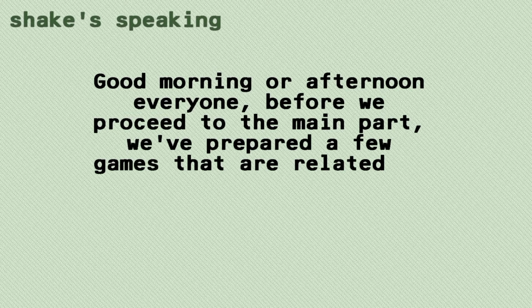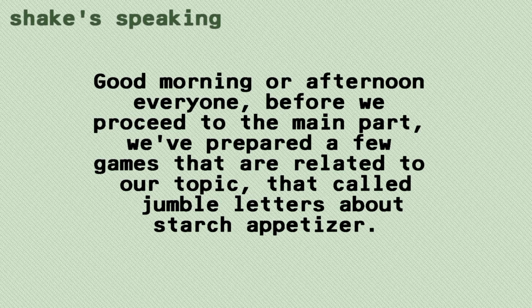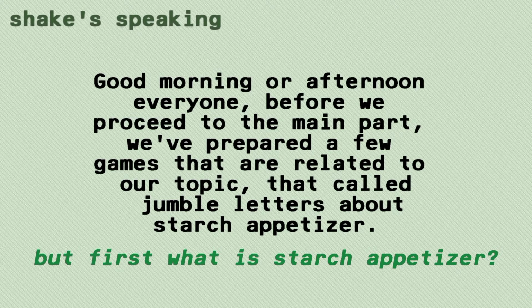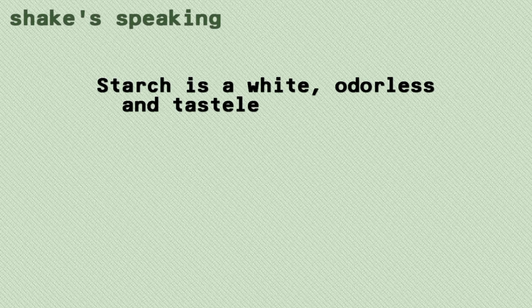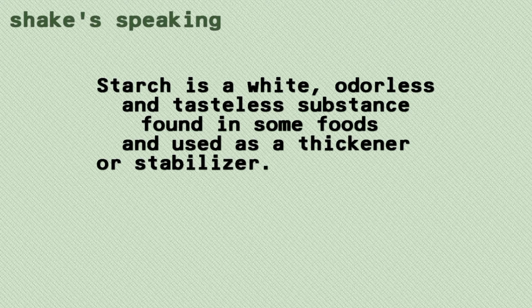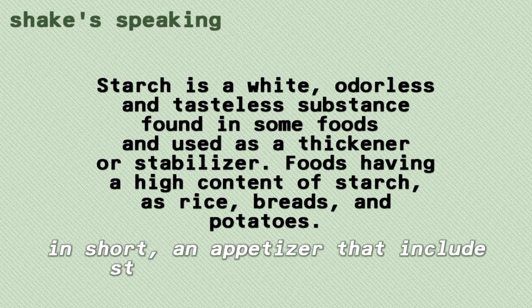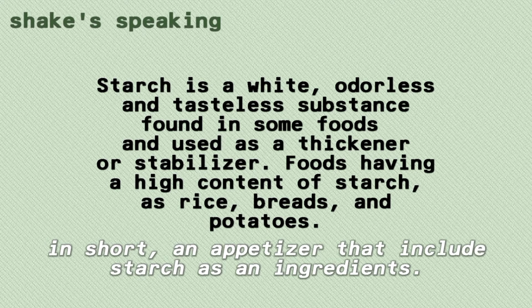Before we proceed to the main part, we prepared a few games that are related to our topic, called Jumbo Letters, about starch appetizer. But first, what is starch appetizer? Starch is a white, odorless, and tasteless substance found in some foods and used as a thickener or stabilizer. Foods having a high content of starch are rice, breads, and potatoes. In short, an appetizer that includes starch as an ingredient.